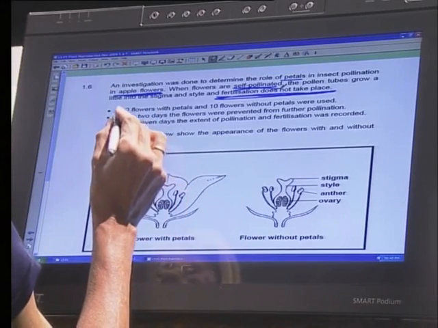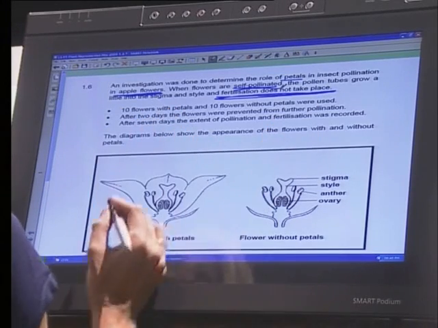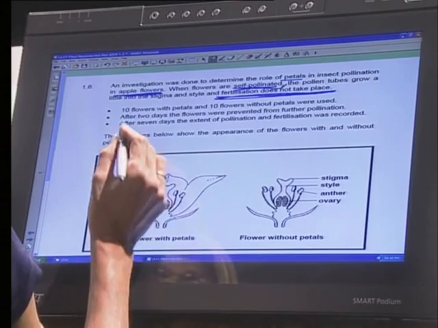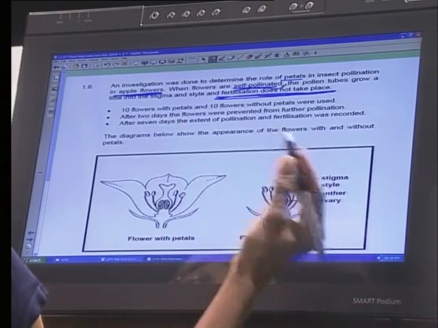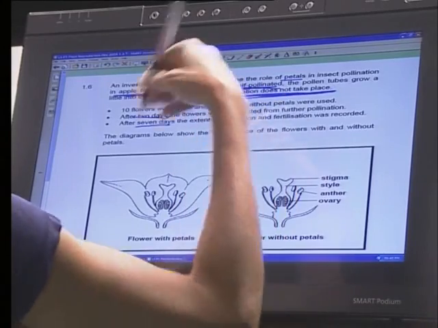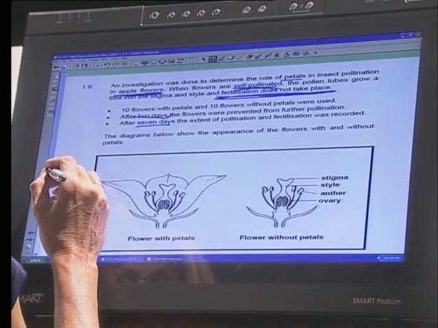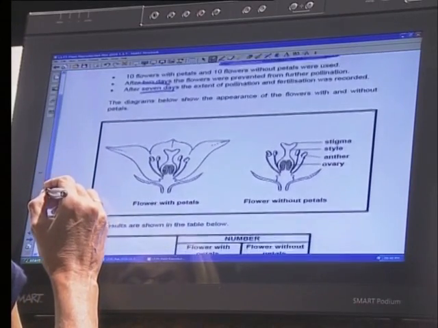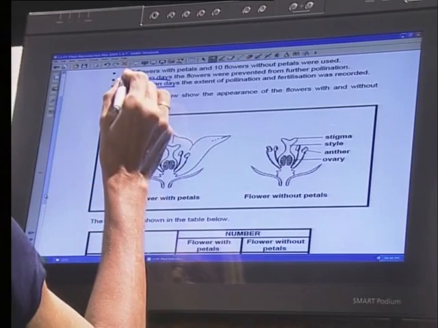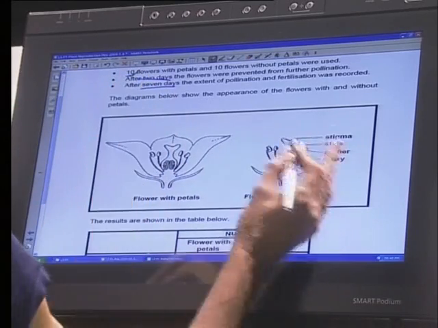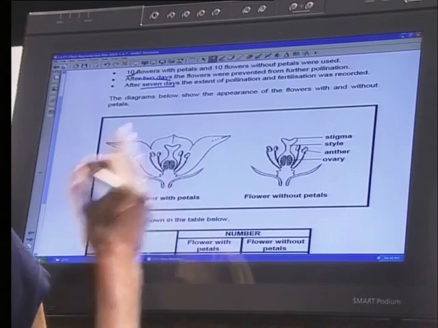They said, right, there are 10 flowers with petals and 10 without petals. And after 2 days, the flowers are prevented from further pollination. And then after 7 days, they looked at how far the pollen tube had grown down into the stigma and whether fertilization had taken place. Okay? So they give you all this information. They tell you there were 10 flowers with petals and 10 without petals. And this is what they look like.